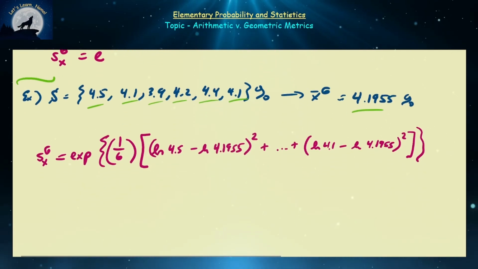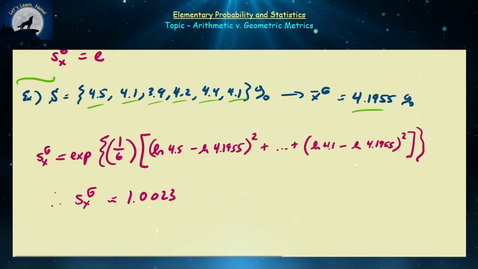And once you do that calculation, and you do not round very heavily in the middle, what you're going to get is a geometric standard deviation of approximately, what is this going to come out to? Give me just a moment. That will come out to approximately 1.0023.